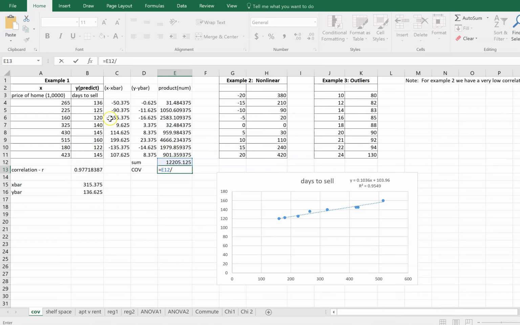Well, now we need to know what n is. In this case, 1, 2, 3, 4, 5, 6, 7, 8. There are 8 values, so I'm going to use 7 here. And so that is the covariance measurement for this example.